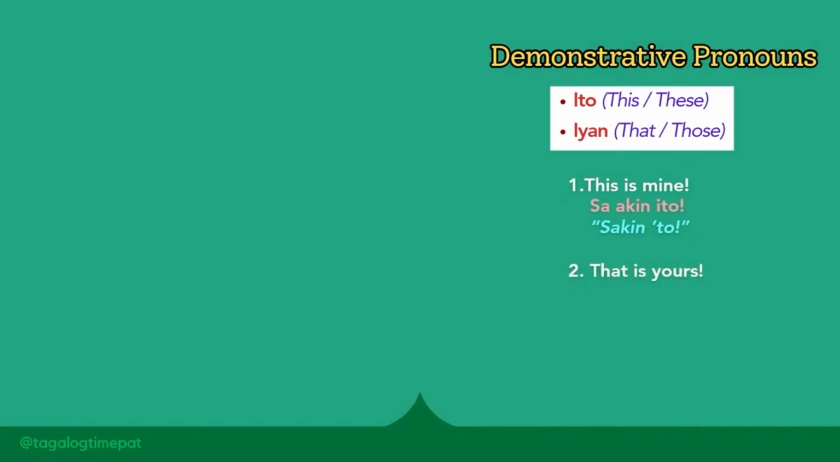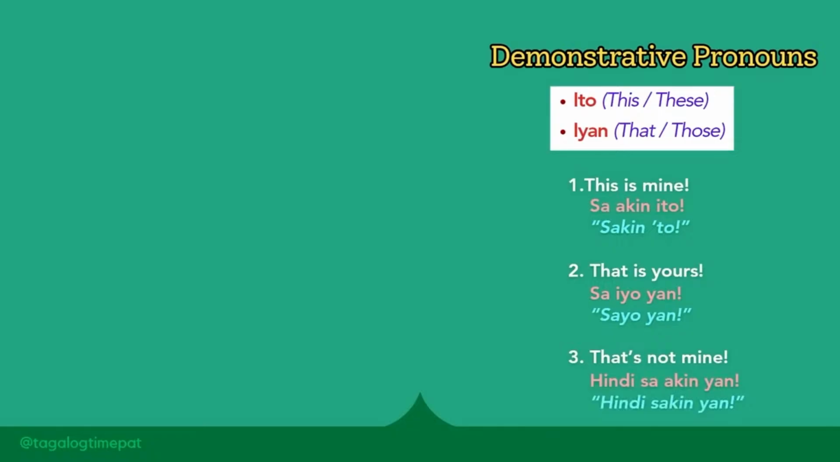That is yours is sa iyo yan. So the pronoun goes first, and then it's the demonstrative pronoun. You might hear sa'yo yan. And then lastly, that's not mine. Again, negating the thought. It would be hindi sa akin yan. Or hindi sakin yan.